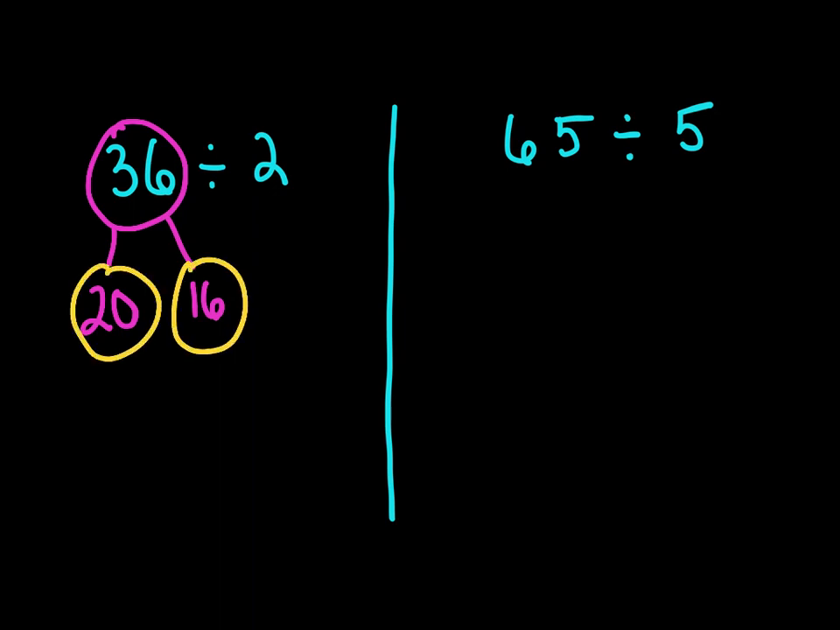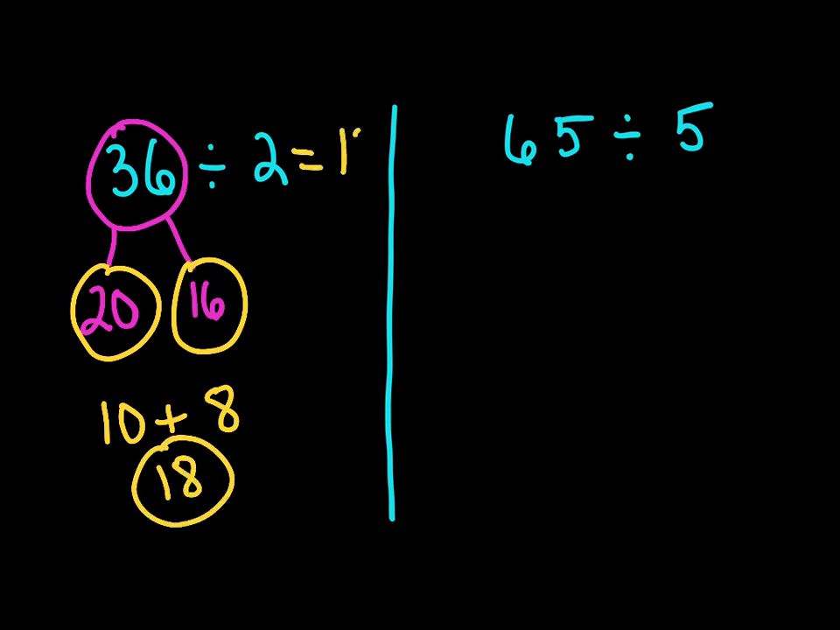All right, now we can divide. 2 goes into 20 10 times. 2 goes into 16 8 times. Our two little quotients here, and we get a big quotient of 18. So 36 divided by 2 is 18.